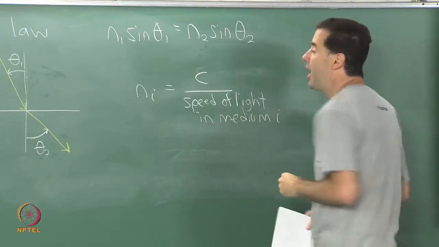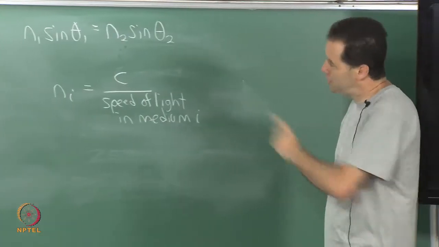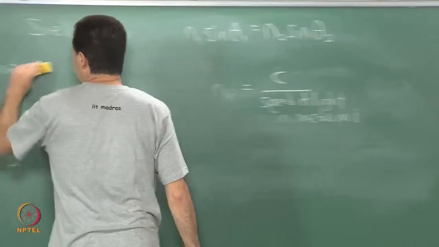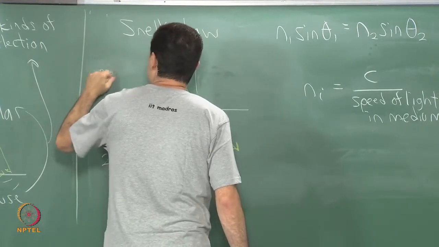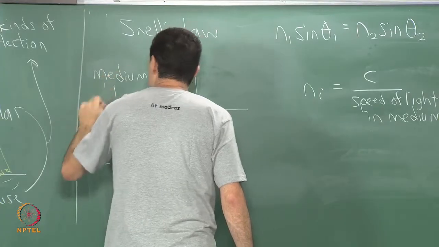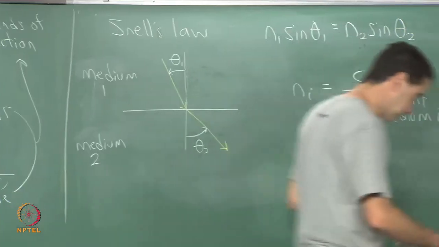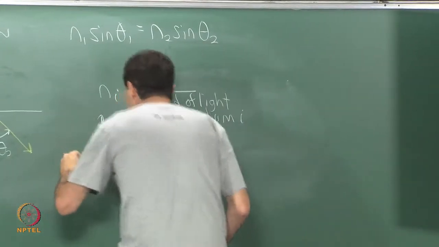So I'll put in medium i, since I've numbered my materials or media. So sorry, I've changed the words a bit. Material or medium. Be a little more consistent. Medium 1, medium 2. So n sub i is called the refractive index.